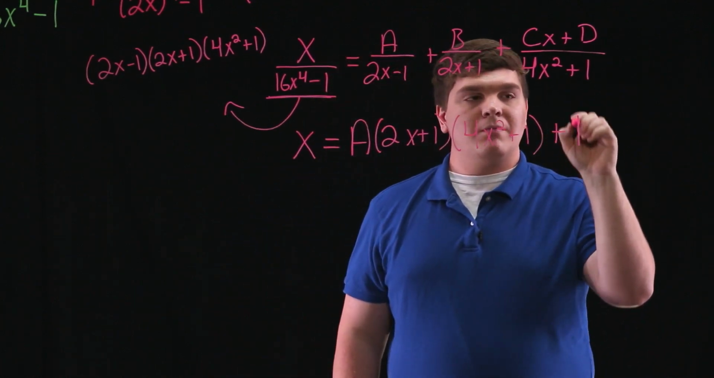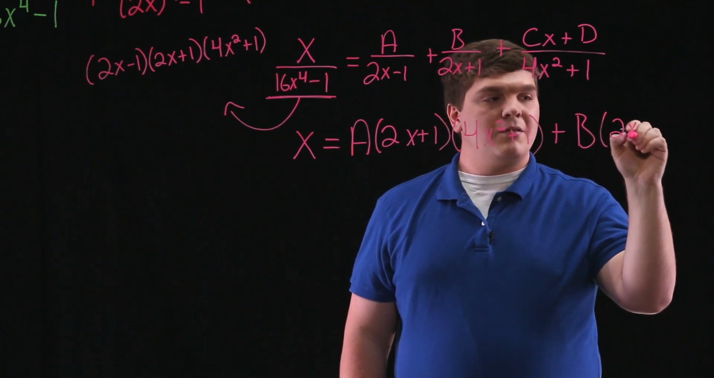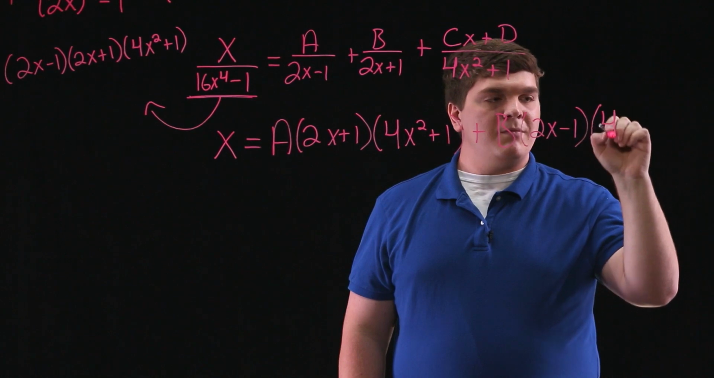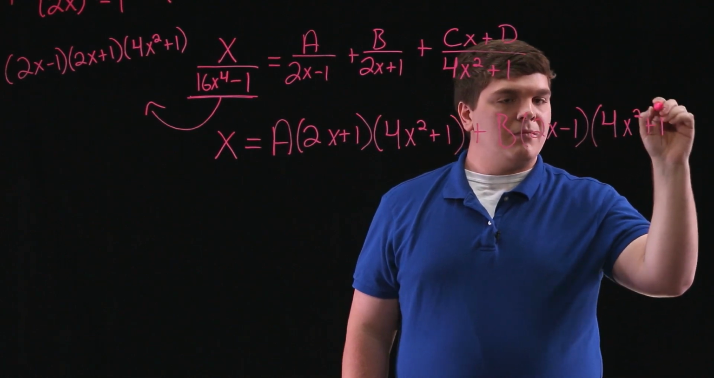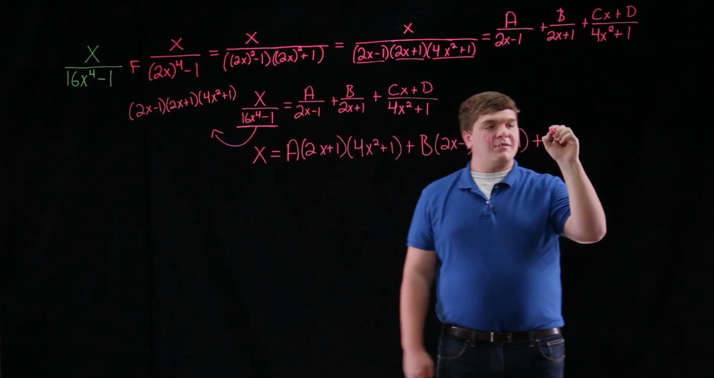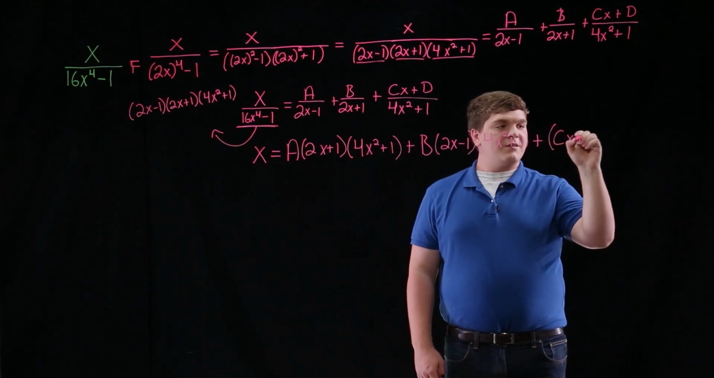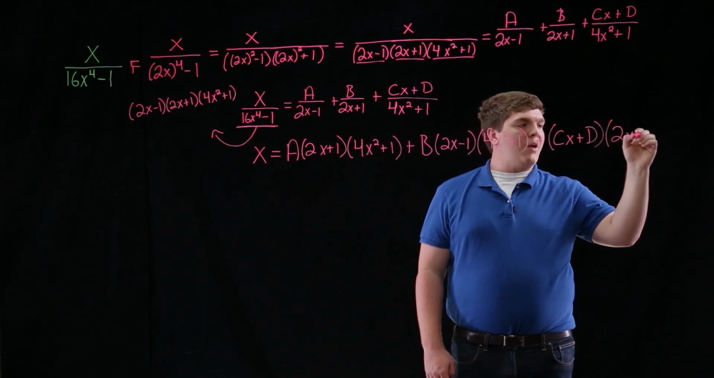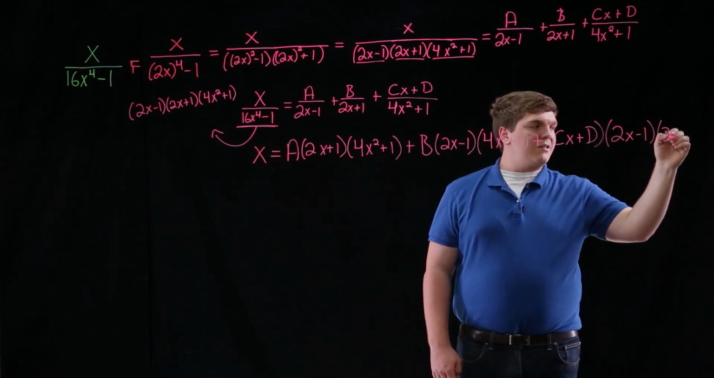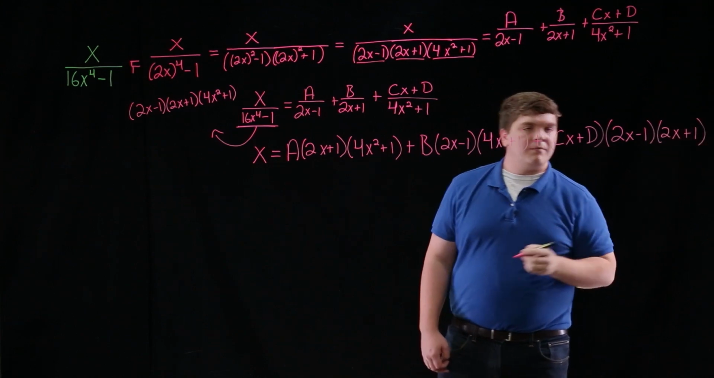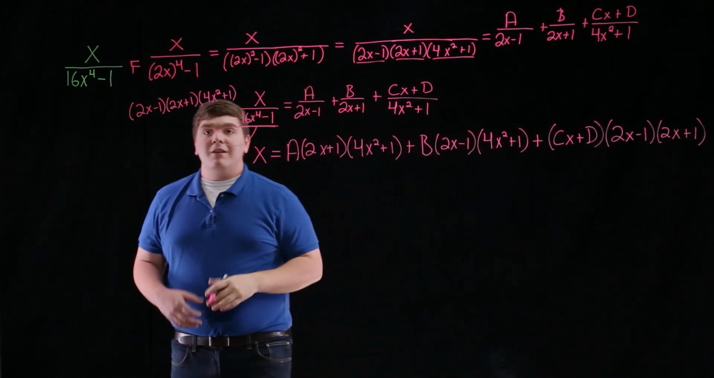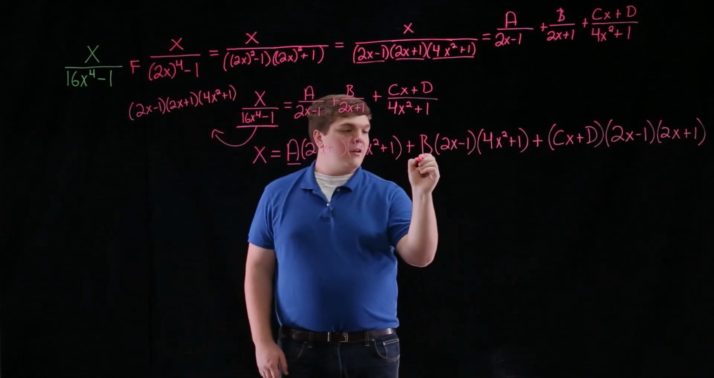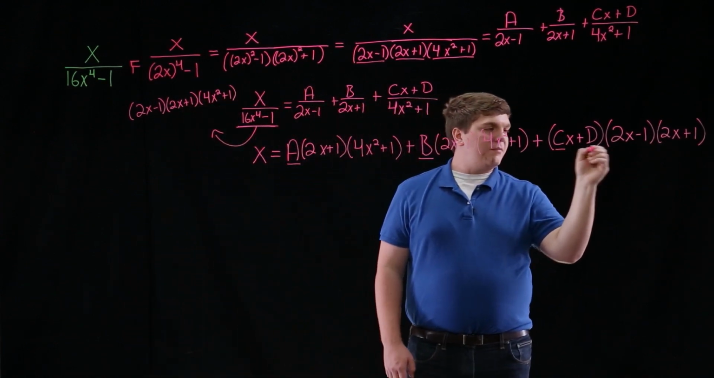plus b times 2x minus 1 times 4x squared plus 1 plus cx plus d, all times 2x minus 1 times 2x plus 1. Now here, we want to choose convenient values of x that will allow us to solve for a, b, c, and d.